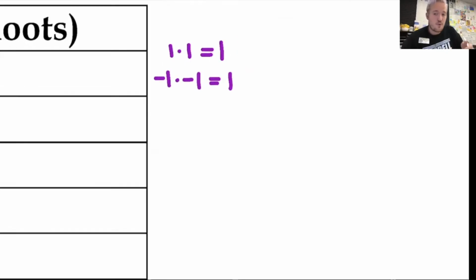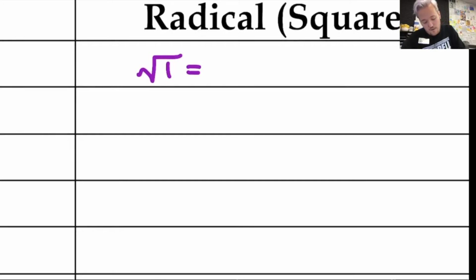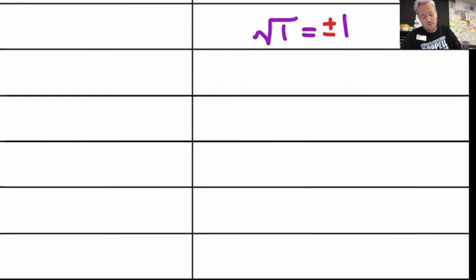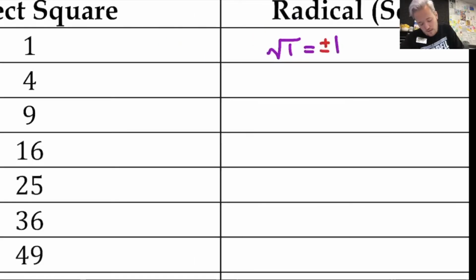So to account for both the positive and the negative value, since we technically have two solutions here, we rewrite it as one solution. Instead of just writing 1, we write a symbol called plus and minus, and then we write the number. The plus and minus sign just accounts for both the positive and the negative value. All right, so for the next one, if I have a perfect square of 4, if I take the square root of 4, we're going to get positive and negative 2.